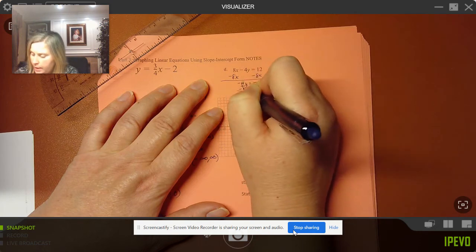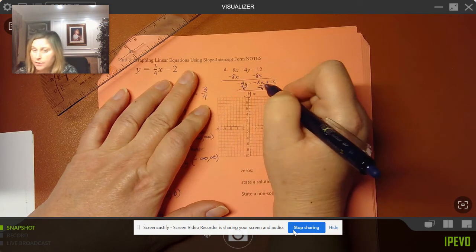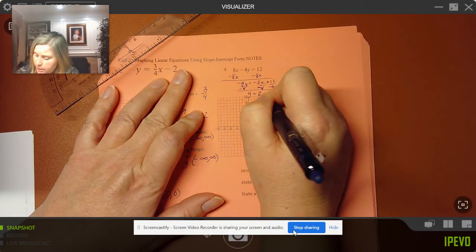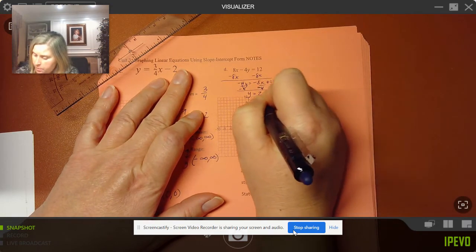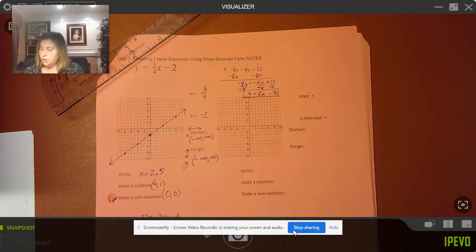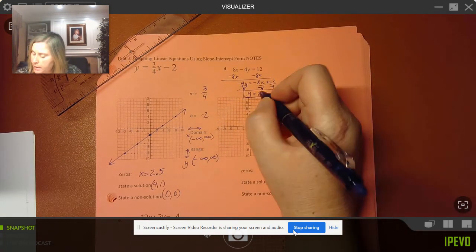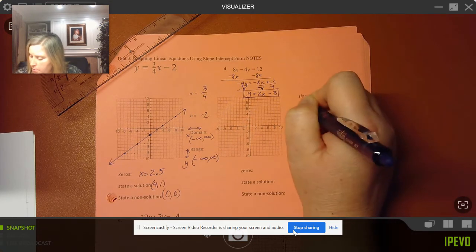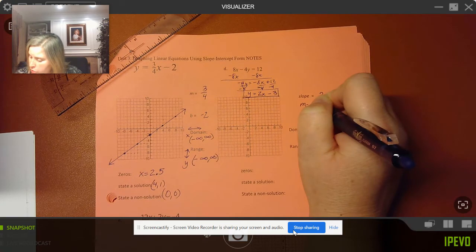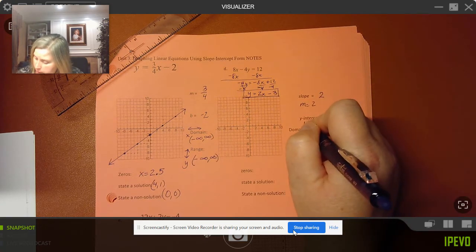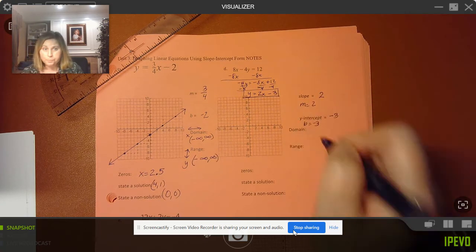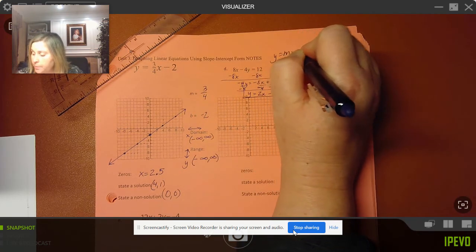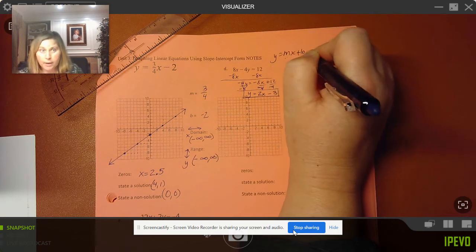This will give me y equals, a negative divided by a negative is a positive, 8 divided by 4 is 2, so y equals 2x minus 3. Okay, so our slope is +2. Our y-intercept is -3. M equals 2, b equals -3. So remember, slope-intercept form, y equals mx plus b. M is our slope, b is our y-intercept.